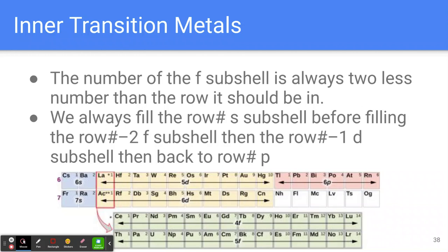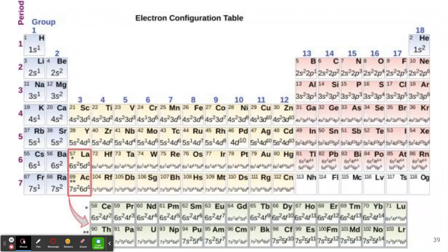And so if we need to fill these, we're going to fill our row numbered s, then our row minus 2 numbered f, then our row minus 1 d, and then our row number p. Okay, I won't expect you to really go down into those, but I just need you to know that down there we're filling in our fs. So here's an overall look at the electron configuration. I know it's a little bit blurry, but you can see here, these are the ending configurations after all is said and done.